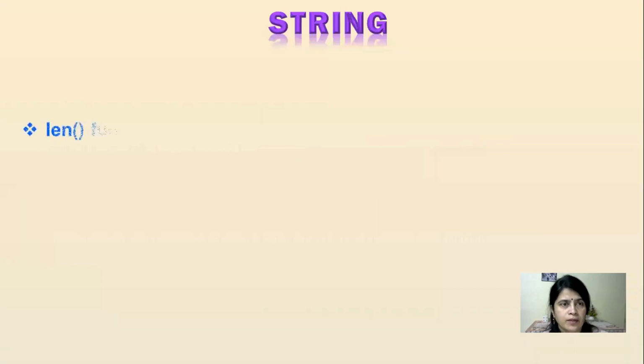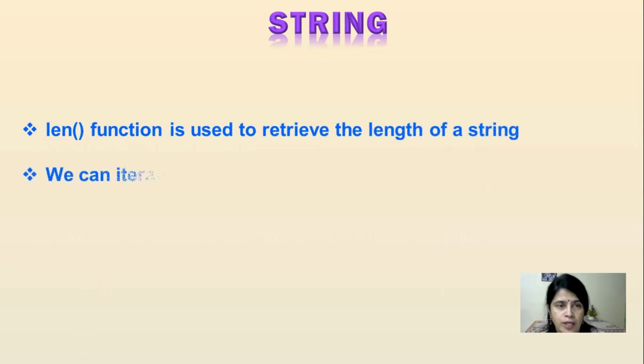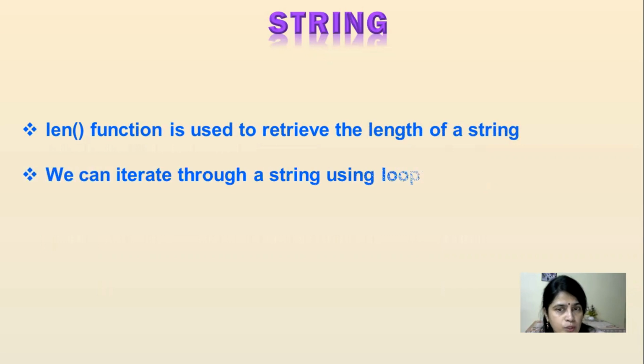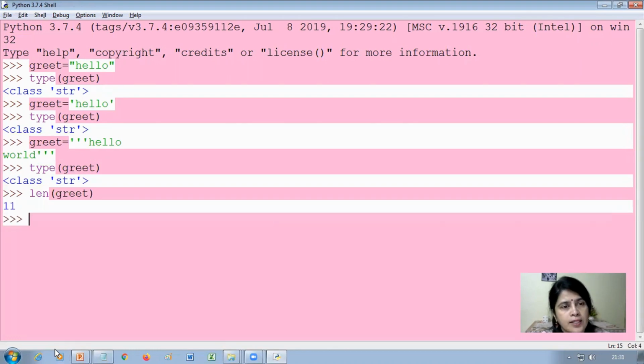Next, in string, we have the len function, which is used to retrieve the length of a string. We can also iterate through a string using a loop. Now, how to use the len function? If we would like to know how many characters are present in the string, we can do so by using the len function. So len of greet will give you, see here, 11. Why? Because hello world consists of a total of 11 characters. That space is also counted. So it's giving you 11.